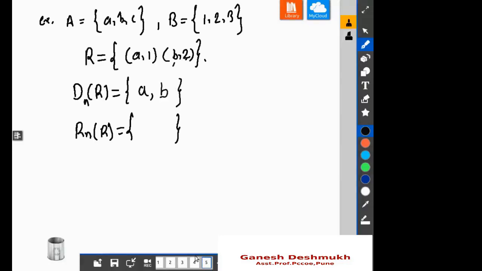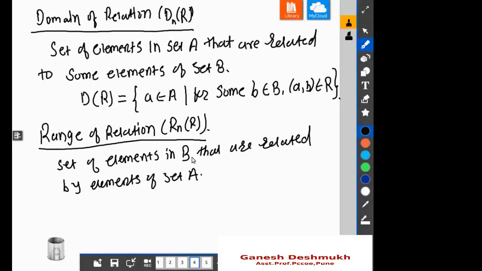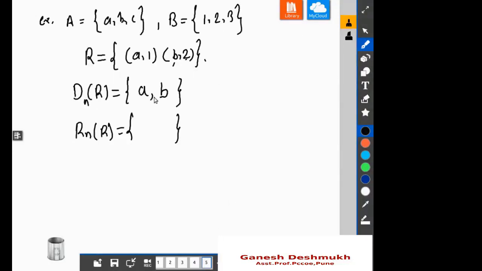Now what is range? Range is defined as the elements of set B that got related by elements of set A. So 1 is an element of set B which got related by element a, and 2 is an element of set B which got related by element of set A, that is b. So range contains elements 1 and 2.